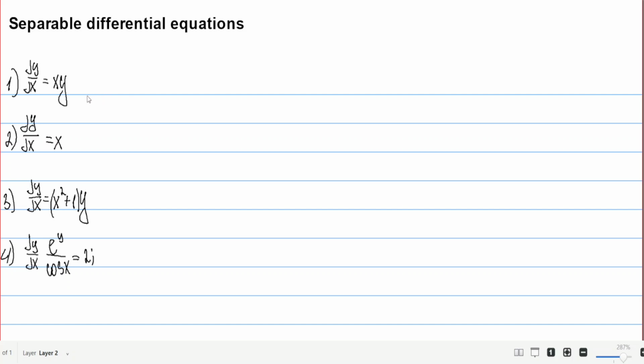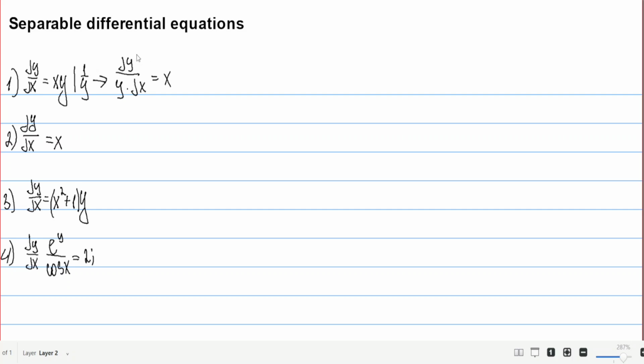So let's start with equation number 1. dy over dx is equal to x times y. In order to proceed, we need to place all the x's on one side and all the y's on the other side. For example, let's divide both sides by y, so times 1 over y. And it will turn into dy over y times dx is equal to x.